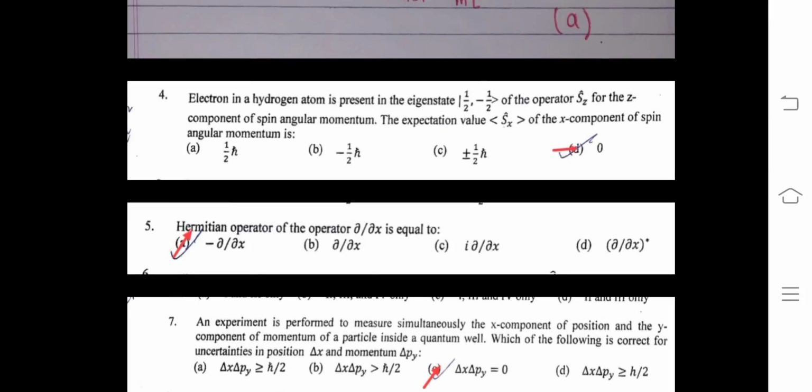Okay, the next question is about an electron in a hydrogen atom in an eigenstate 1/2, minus 1/2 of the operator Sz. If we want to find the expectation value of Sx or Sy, then it will be 0. But if it is Sz, then it will be m_s h cross. m_s is plus minus half, so if they ask for the expectation value of Sz, then the answer would be C. But if they have asked Sx, or even Sy, then the answer would be 0.